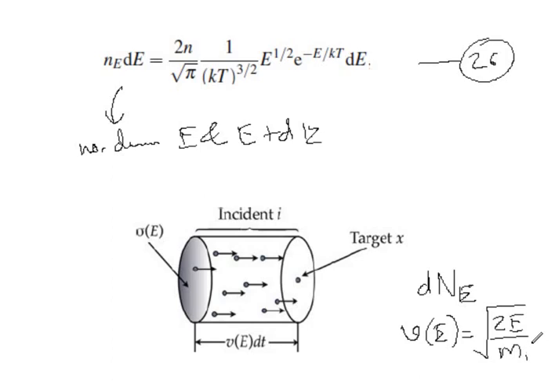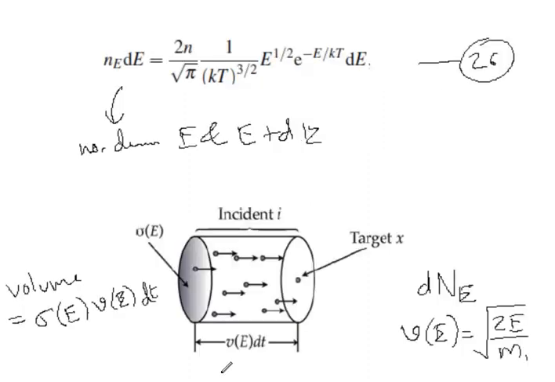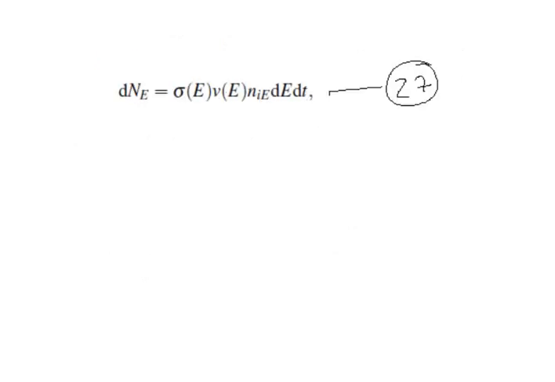Now this is the number of particles contained in the volume. What is the volume? Look into the picture: sigma E, VE and dt. So we will have the number of reactions given by this expression, equation 27. So this clearly follows from this diagram that we have shown.